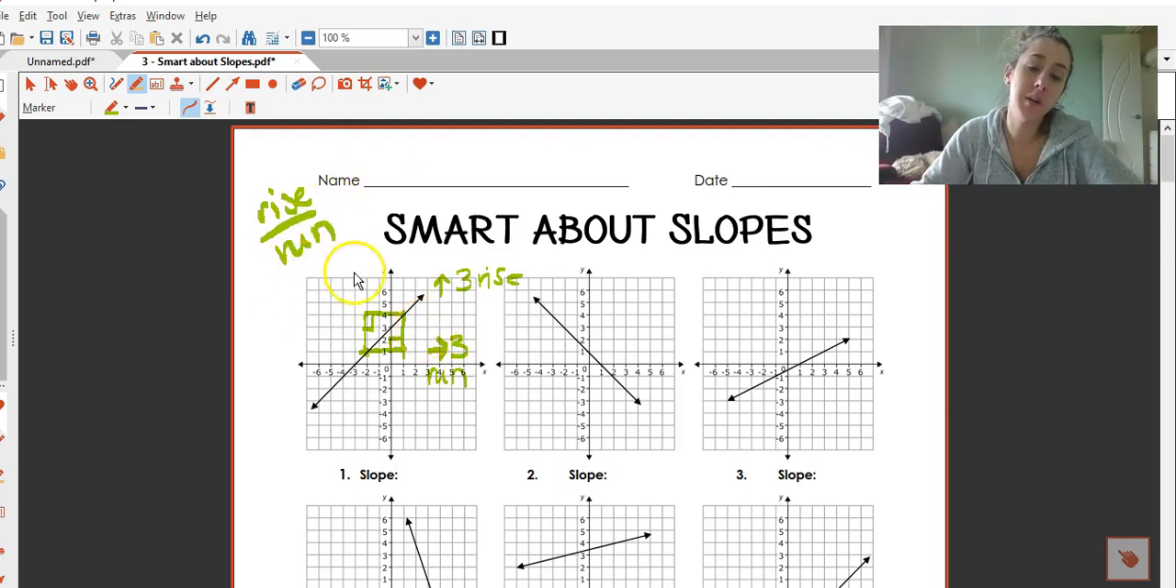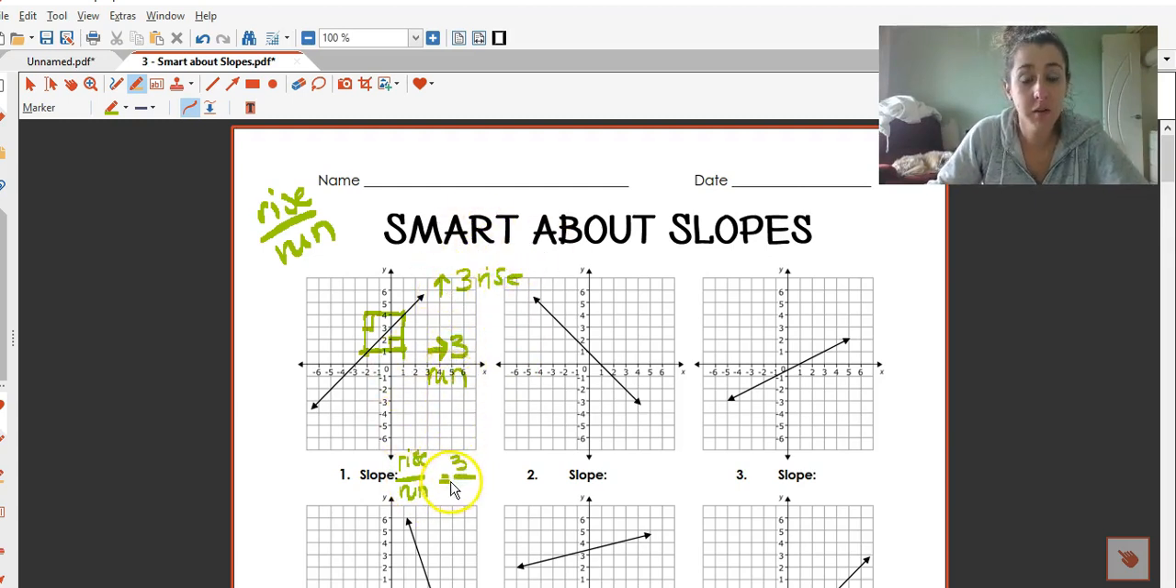Okay, so I've got my rise and my run figured out. Now I'm going to plug them into my equation. So rise over run is equal to, so my rise was 3 and my run was also 3. Now remember that 3 over 3 is equal to 1, because 3 divided by 3 is equal to 1.